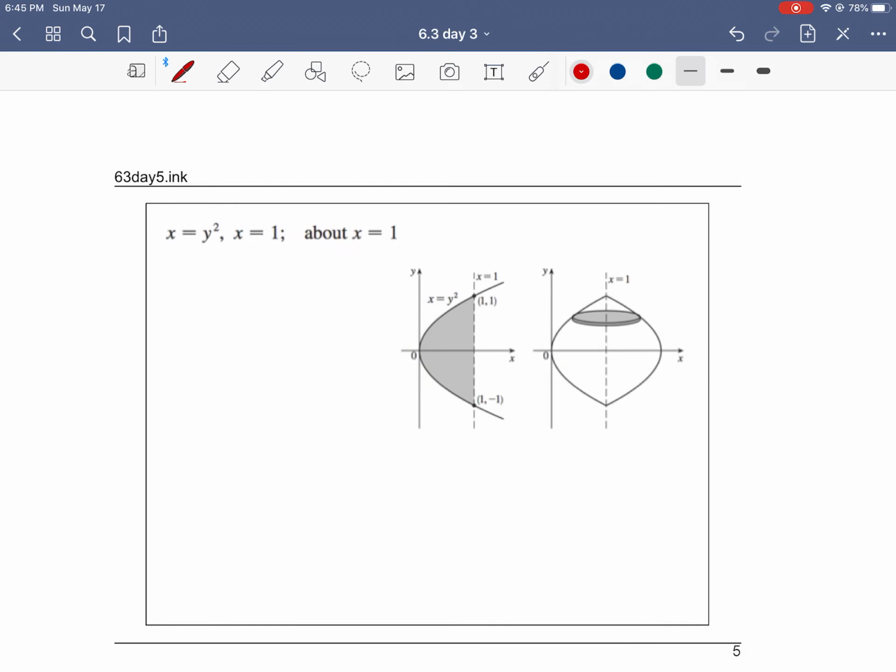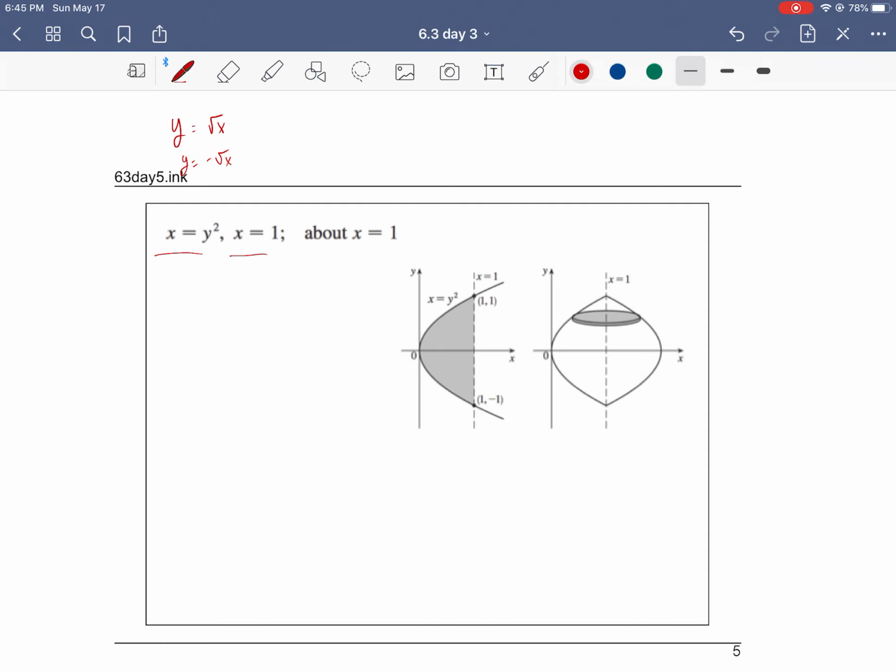Okay, so here's the second one. Now we have these written as x equals equations. The graphs are given. X equals y squared is essentially a sideways parabola. If you need to graph that in your graphing calculator, you're going to have to graph it as y equals positive root x and y equals negative root x. And x equals 1 is not something that you could put in the graphing calculator. It's sort of like a domain restriction. In Desmos, you can graph these exactly as they are. The axis of rotation is also the line x equals 1.